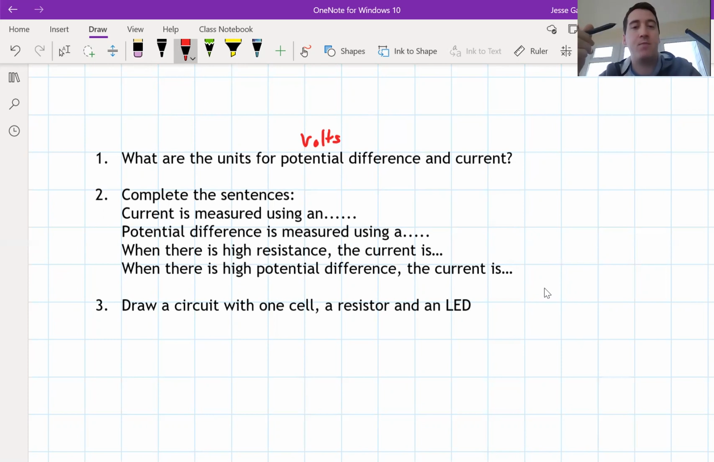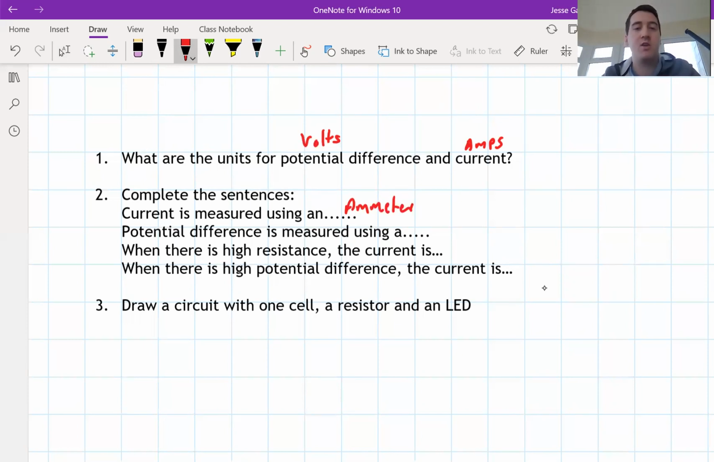So we've got volts for potential difference, and current we measure in amps, A-M-P-S, or ampere is the full name, A-M-P-E-R-E. We shorten it to amps. All right, complete the sentences. Current is measured using an ammeter, A-M-M-E-T-E-R. Well done if you got that right.